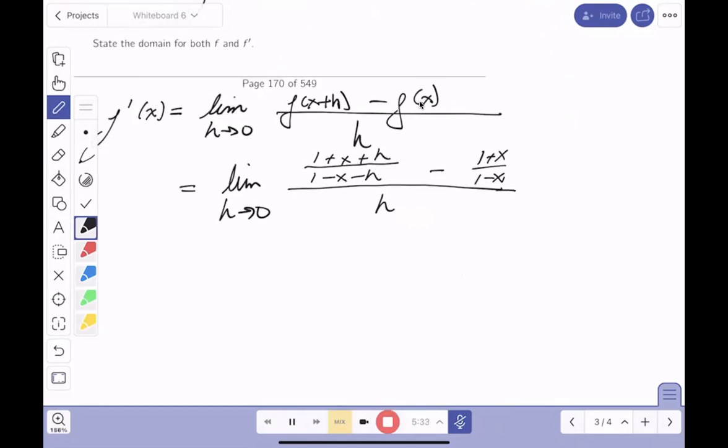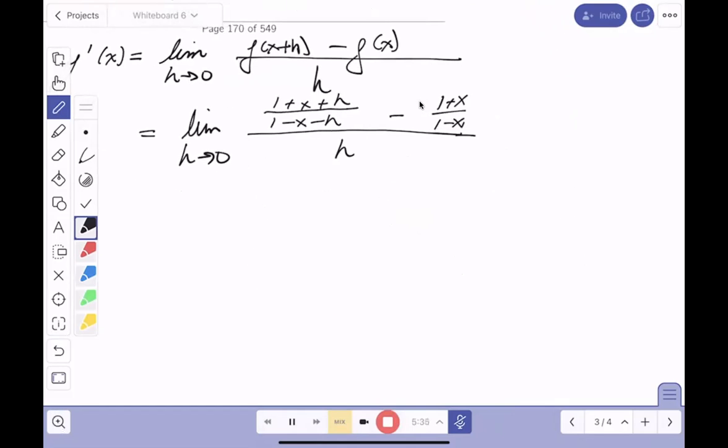All right. What am I going to do? Well, like what you did in a lower level algebra course, you multiply by what's called the minor LCD. The minor LCD is going to be 1 minus x minus h times 1 minus x. That's top and bottom. That's not so bad. Let's write this down now. Limit. It's going to be work, though.